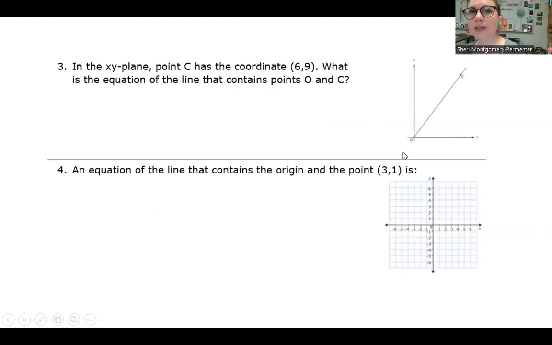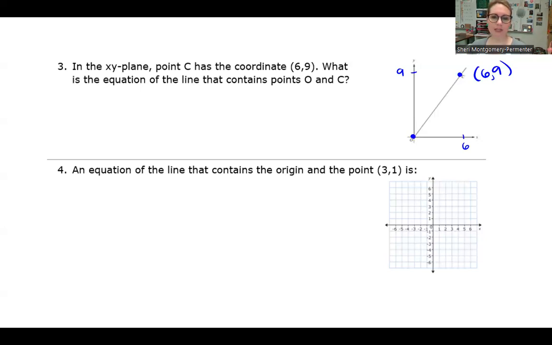Next question. In the xy-plane, point C has the coordinates 6, 9. What's the equation of the line that contains points O and C? Does anybody know what point O is actually referring to? Yeah, it's referring to the origin. So it goes through this point right here and this point right here. And it says that point C is the point 6, 9. So to get there, I'd have to go over 6 and then I go up 9.